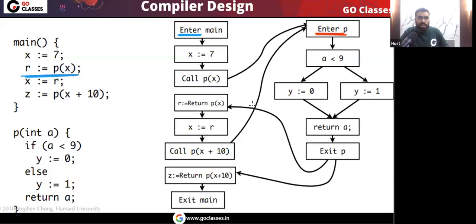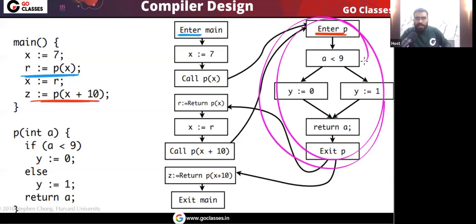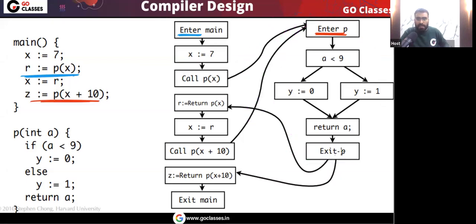Similarly, you can notice you are calling p again from here, so from here also the flow will go to the entry of p. Once p is over, from the exit of p you will go to the return. From the exit of p, you are going to the return.